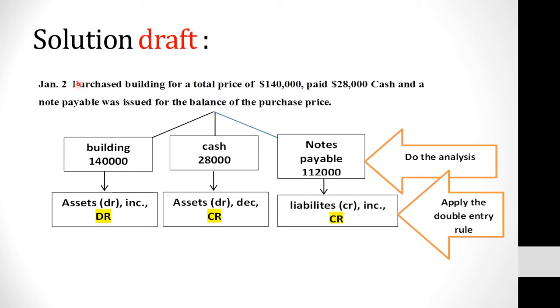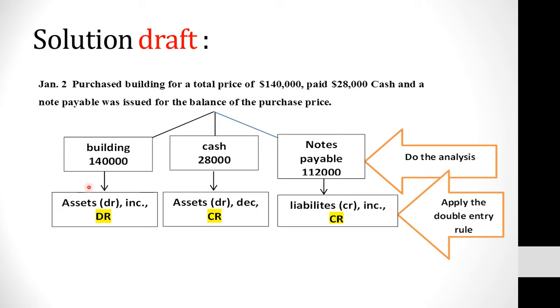How about January 2? January 2 purchased a building for a total price of 140,000, paid 28,000 cash, and a note payable was issued for the balance of the purchase price. Here, if we analyze this transaction, we find that there are three involved accounts: building, cash, and notes payable. So the question is, which of these is going to be placed in the debit and which within the credit side? Let's start one by one.